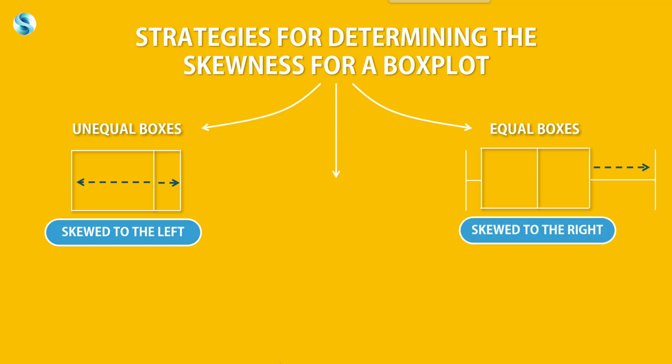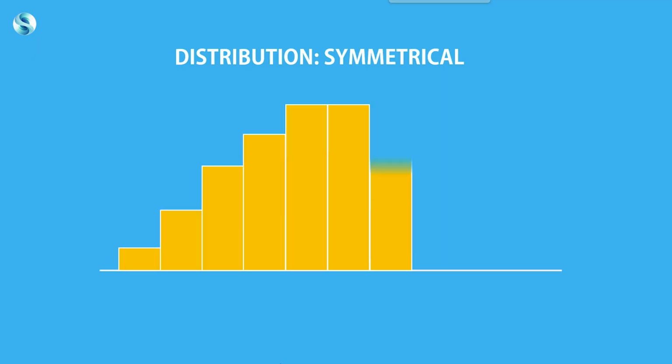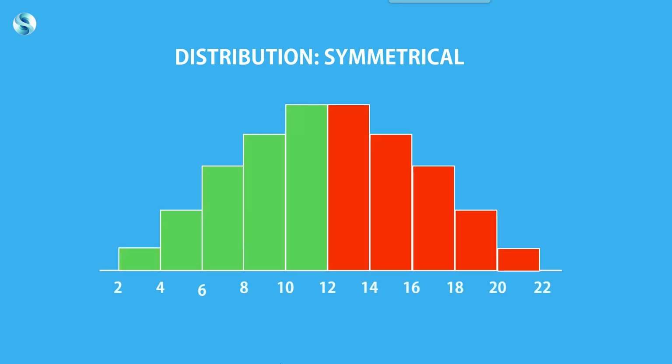If the boxes are equal in size with the same whisker length, then the distribution is said to be symmetrical. With symmetry and skewness in mind, let's see how they affect the median and the mean. When we have a symmetrical distribution, you should notice that the line of symmetry will always be at the median because it is the middle data point. And because the mean is the balance point of the distribution, you should always find that the mean is equal to the value of the median. In this case, both the median and mean will be equal to 12.